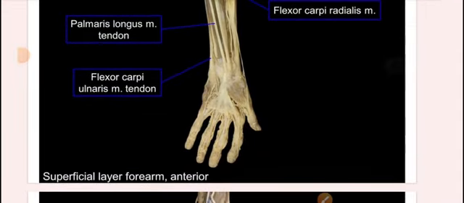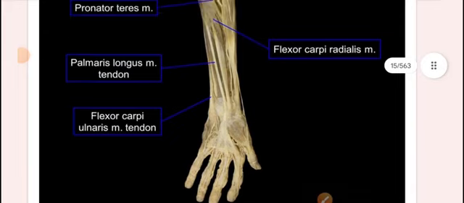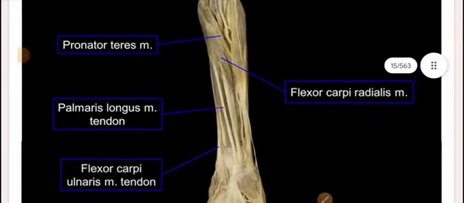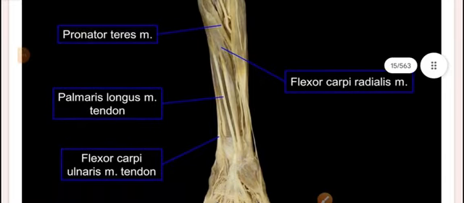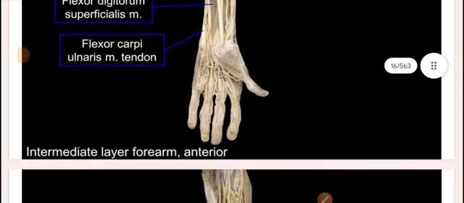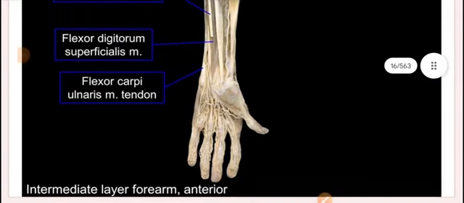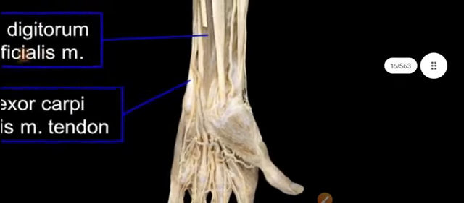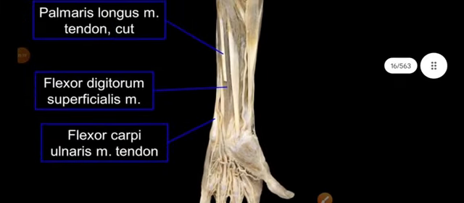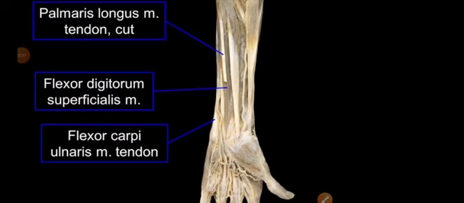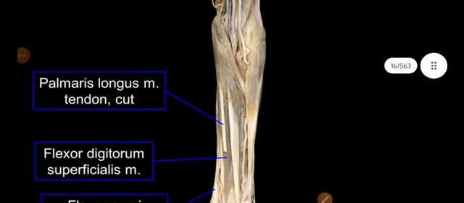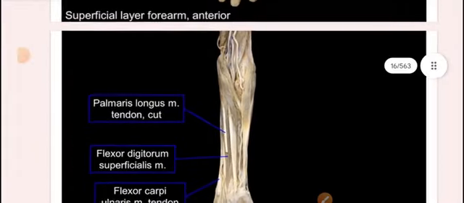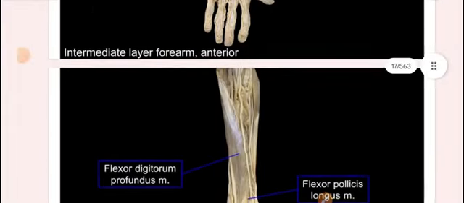Superficial layer of the forearm anteriorly: flexor carpi ulnaris, palmaris longus muscle tendon, pronator teres, flexor carpi radialis muscle. Intermediate layer of the forearm: flexor carpi ulnaris tendon and flexor digitorum superficialis muscle. Palmaris longus muscle tendon is cut here in this image.